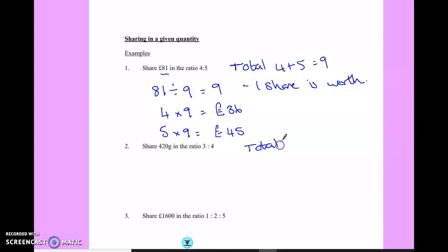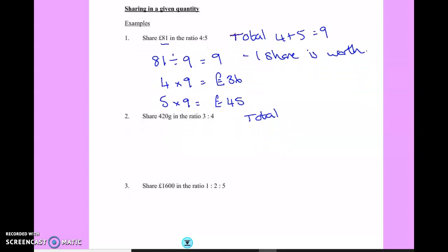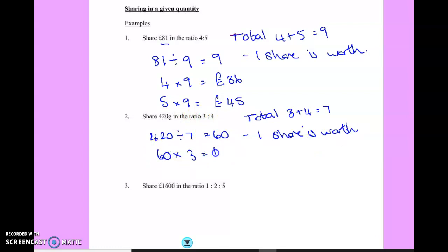Question 2. We're sharing 420 in the ratio 3 to 4. So my total, 3 add 4 is 7. So I do my 420 divided by 7, I get 60. So that's what one share is worth. I'm sharing this in the ratio 3 to 4, so I do 60 times 3 is 180 grams. 60 times 4 is 240 grams. And again, if you add together, you'll get back to that 420.